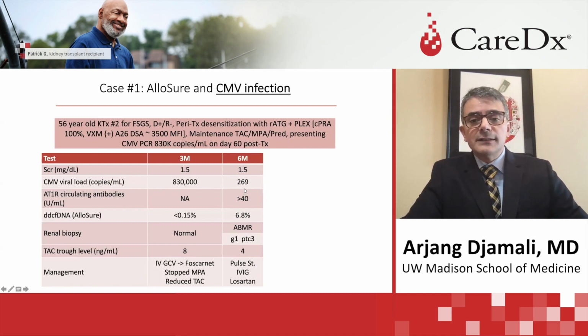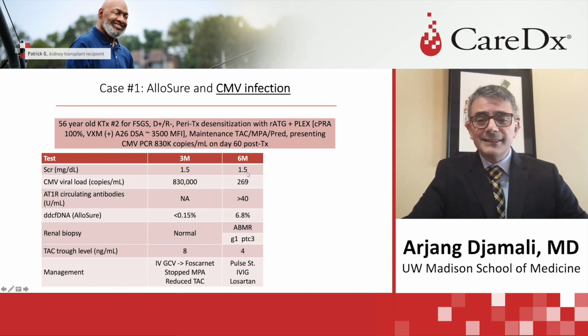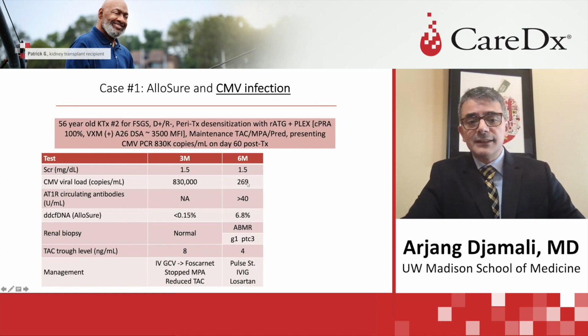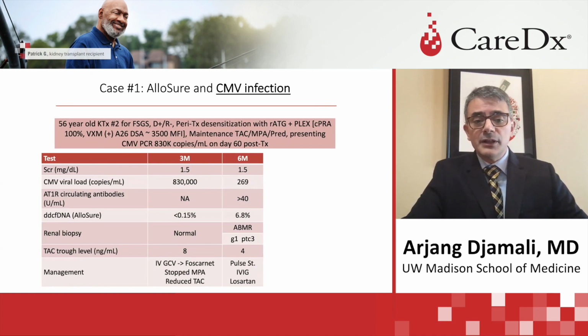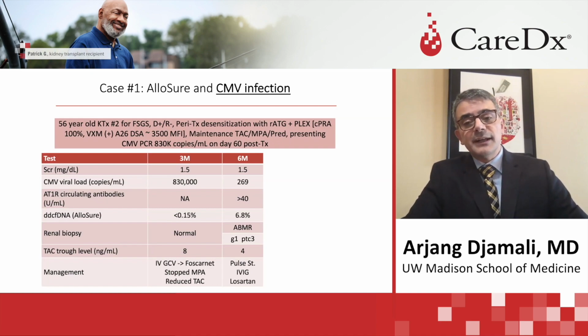At 6 months, serum creatinine had remained stable. CMV viral load had declined significantly. At this point, we determined that he had circulating AT1 receptor antibodies because his donor-derived cell-free DNA, AlloSure, was elevated at 6.8%. We wanted to wait for the biopsy, but when we saw that he had AT1 receptor antibodies, we did a biopsy, which showed that the patient had antibody-mediated rejection with G1 PTC3 lesions.